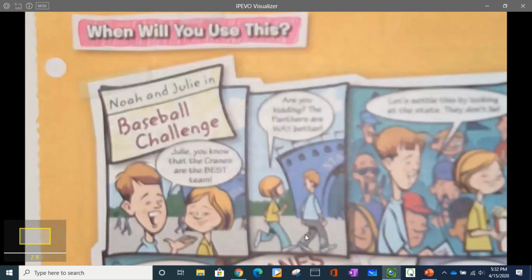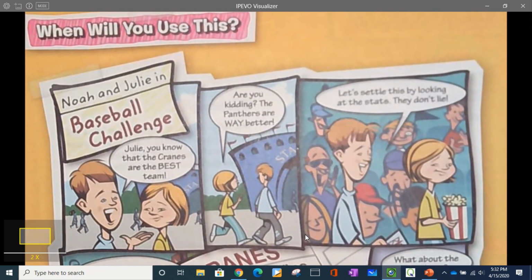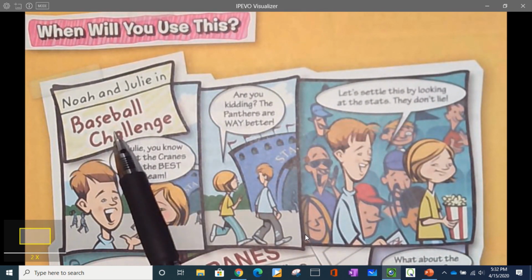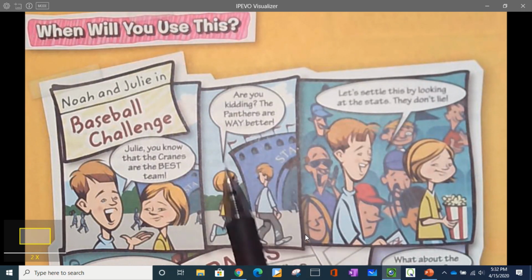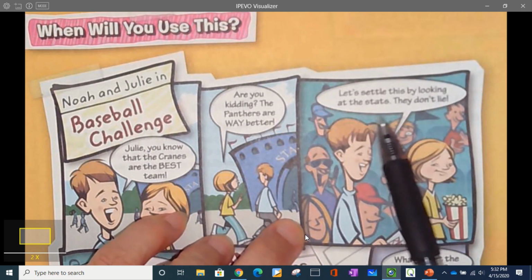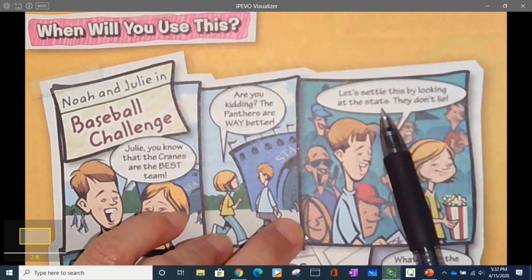When will you use this? That's what you're probably asking yourself. So I'm going to read this to you. Noah and Julie. This is called the baseball challenge. Julie, you know that the Cranes are the best team. Are you kidding? The Panthers are way better. Let's settle this by looking at the stats.